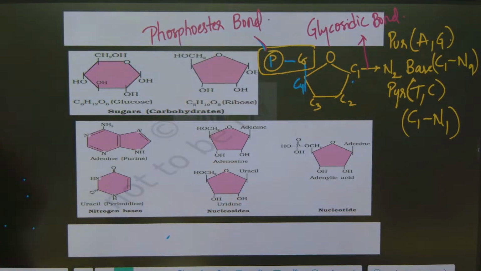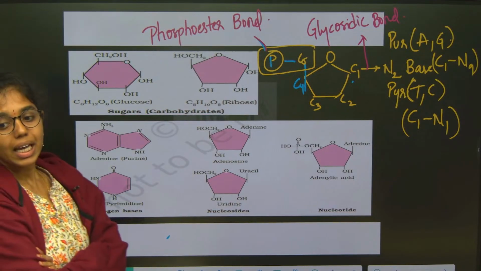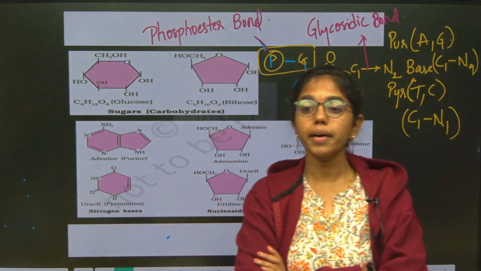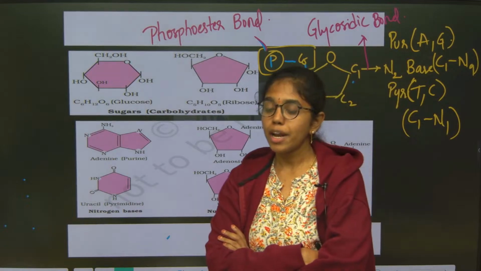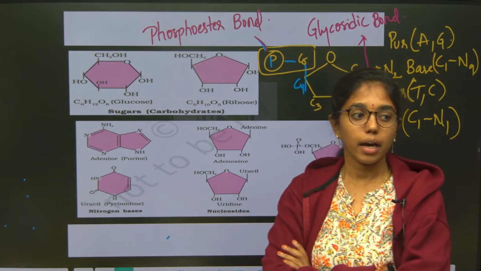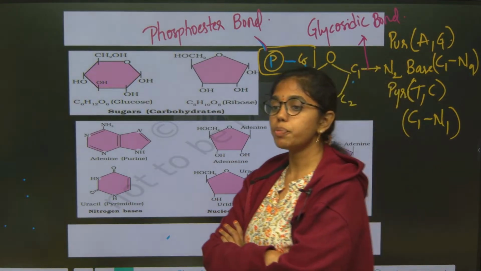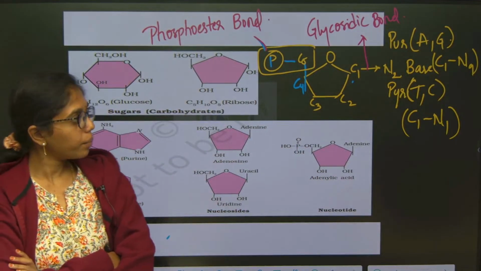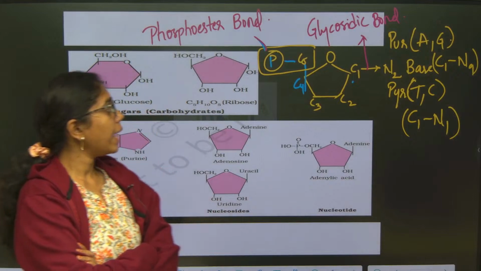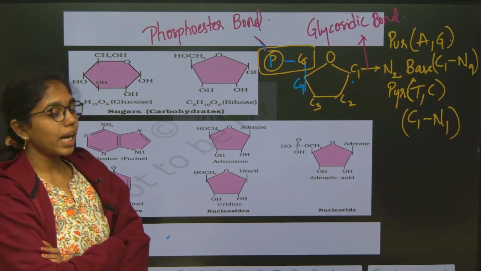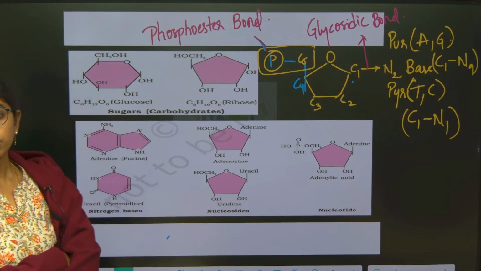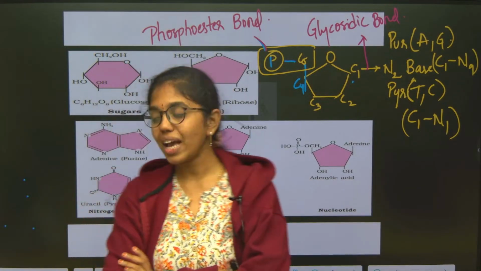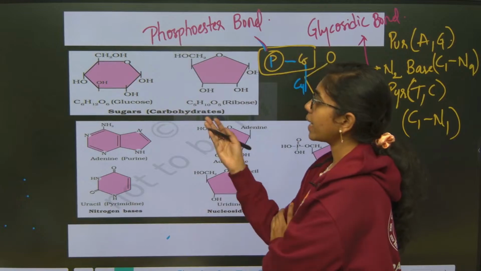So the first carbon of the sugar is connected to the nitrogen base. If it is a purine, it is a C1N9 glycosidic bond. If it is a pyrimidine, it is a C1N1 glycosidic bond. And to this nucleoside, a phosphate group is attached to the fifth carbon. This is called the phosphoester bond. These are the diagrams of your NCERT.